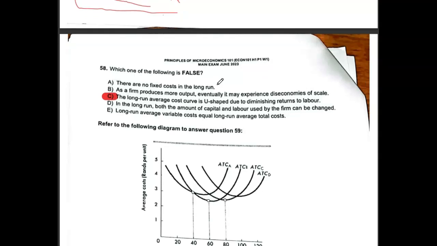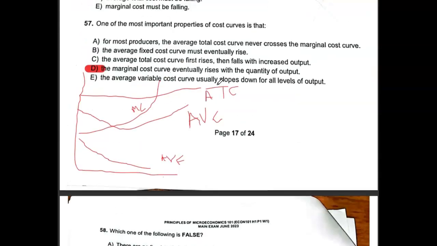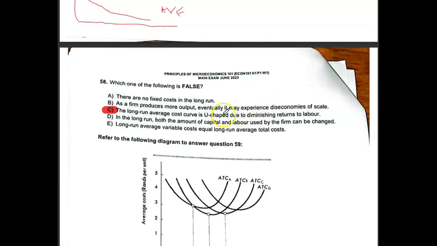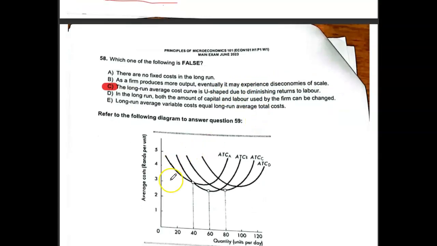Which of the following is false? So it's C. The long run average cost curve is U-shaped because of diminishing returns to labor. That's short run, right? In the short run, you get all those cost curves, and obviously that will be U-shaped. Long run is like these.